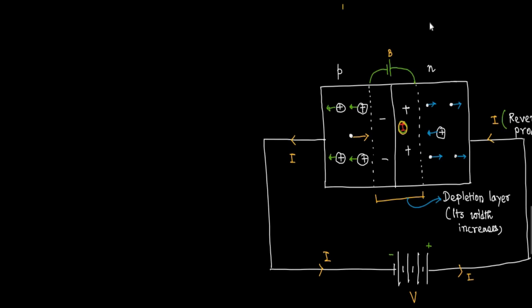What we can say, this is a reverse biased PN junction diode. In this case, we can draw the reverse characteristics.